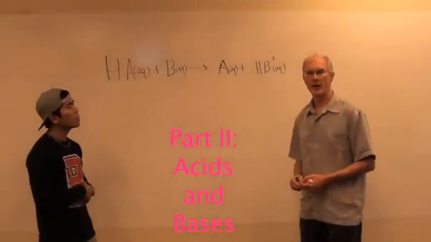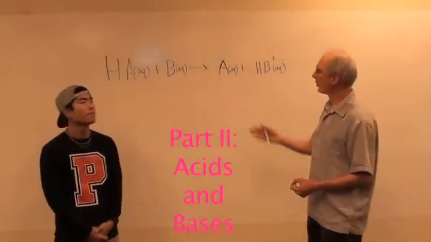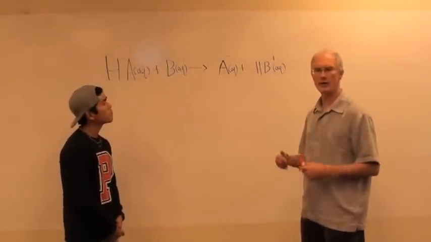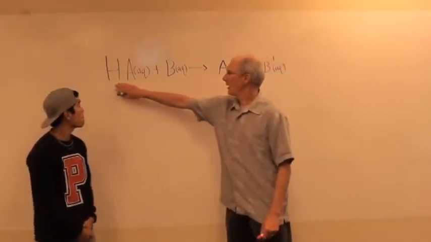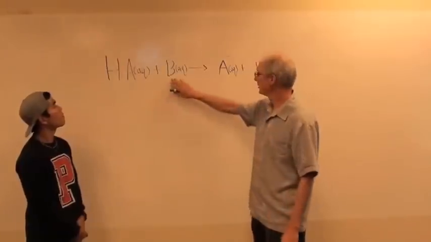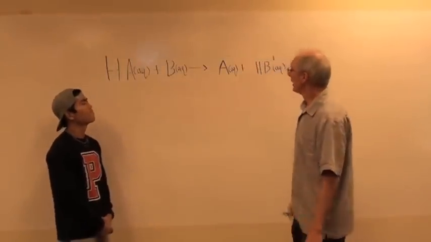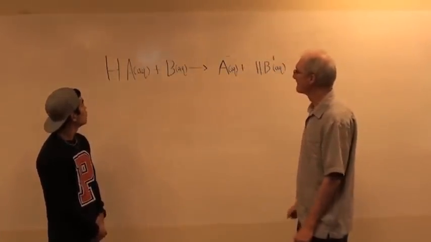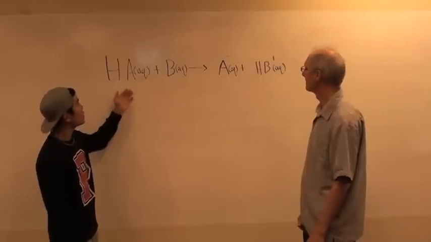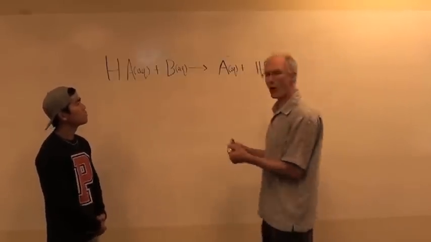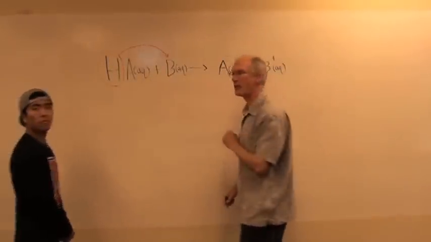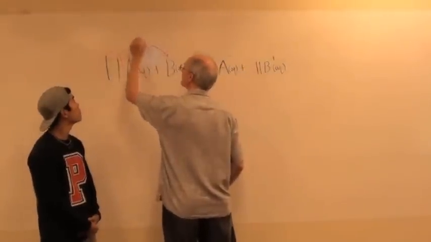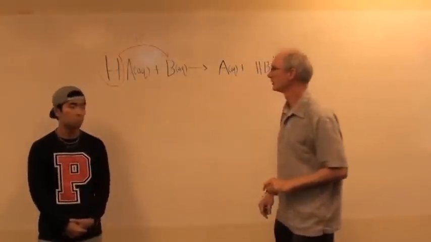So the other topic of the day was acid-base chemistry. What I've written up here is a generic symbolic acid-base reaction. HA stands for the acid, B stands for the base. And what's happening in this reaction, Tyler? Well, it looks like the proton gets donated from the acid to the base. Okay, so all that's really happening is this hydrogen is moving from the acid to the base, and it's moving as an H plus.